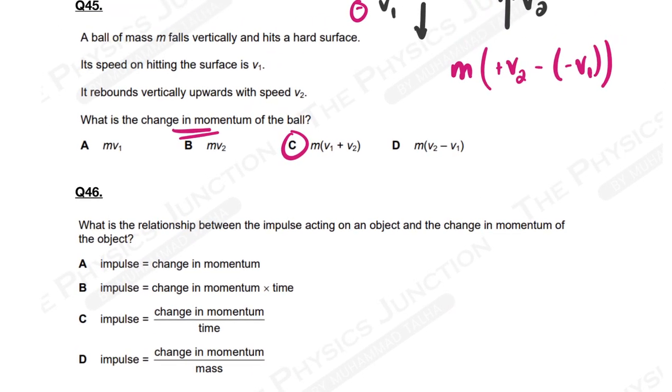46. What is the relationship between impulse acting on an object and change in momentum? So we know impulse is basically the change in momentum. A.